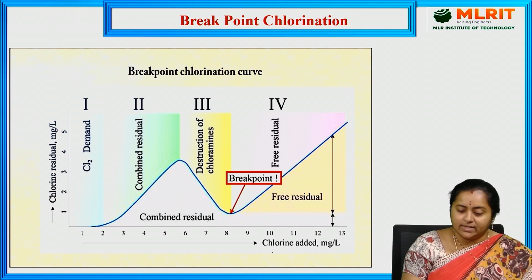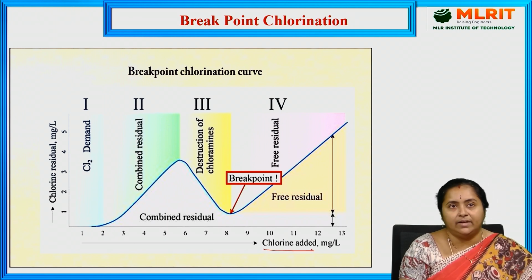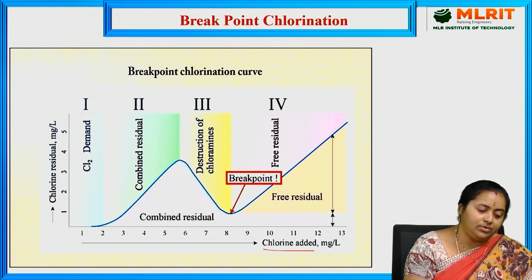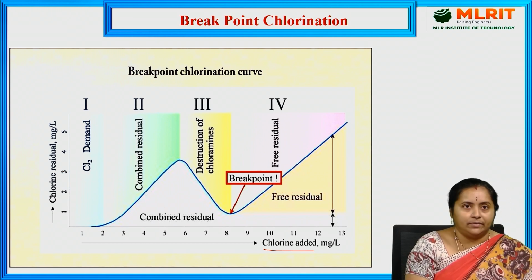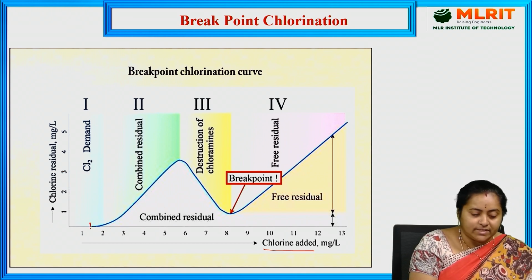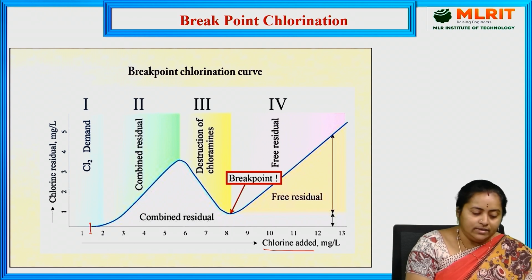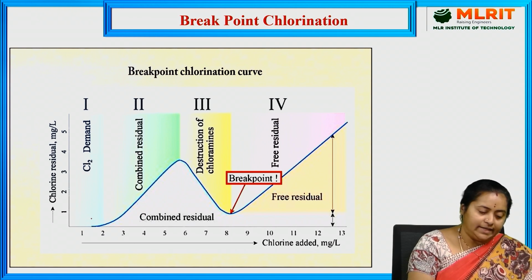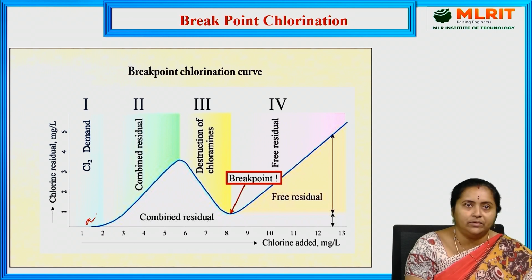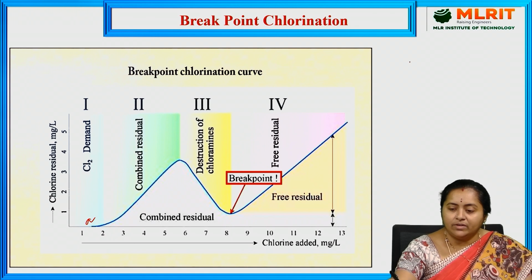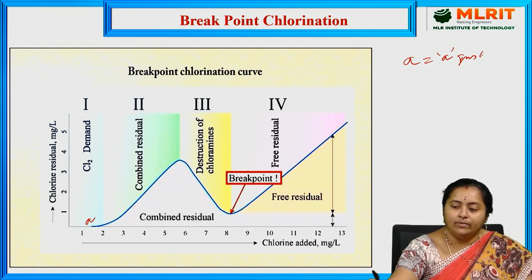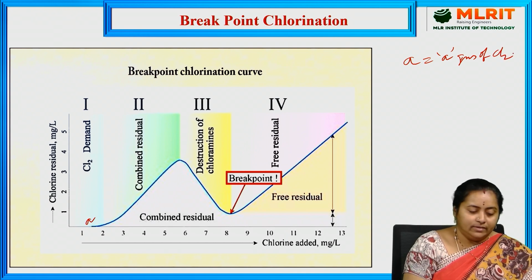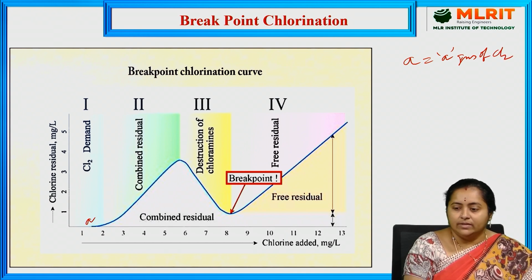See, along the x-axis is the amount of chlorine added, in milligrams per liter, and the y-axis reveals the residual chlorine content. If you notice, up to this extent, there is no addition of chlorine, right? Let me represent this starting point as small a. What do I mean by small a? The amount of chlorine that is added. A grams of chlorine is added. Before that, there is no addition of chlorine. So exactly at point A, I have added A grams of chlorine.